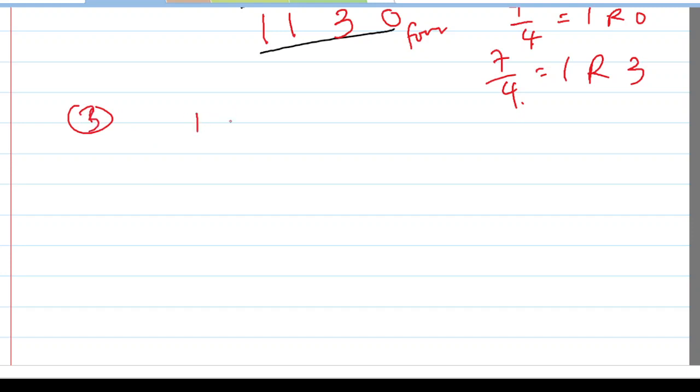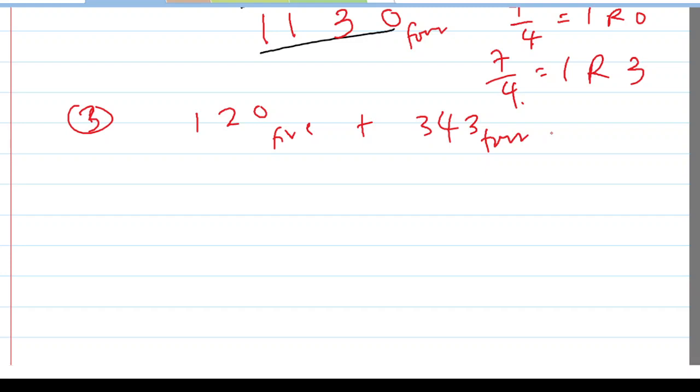But let's say for example, you might be given this kind of question 3. I have 120 base 5 plus 343 base 4. So you will see that these two numbers are having two different bases. One is in base 5, the other is in base 4. How do you add these two types of number? You can do this in two ways. Number one is that you convert the two numbers to base 10. You understand now? And you convert back to a base of interest.